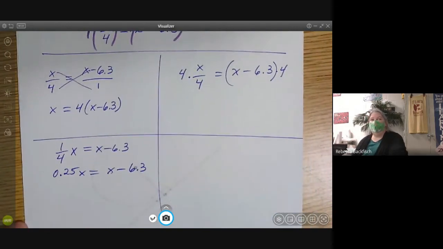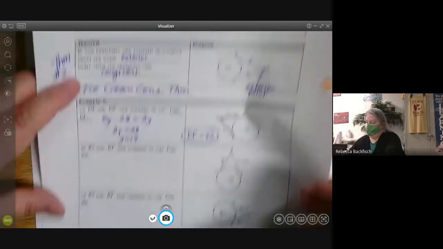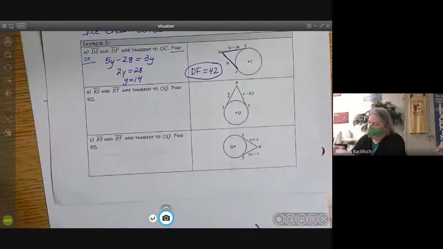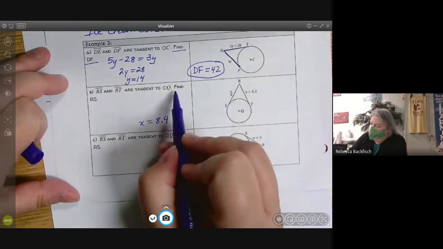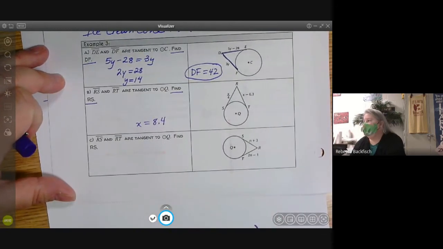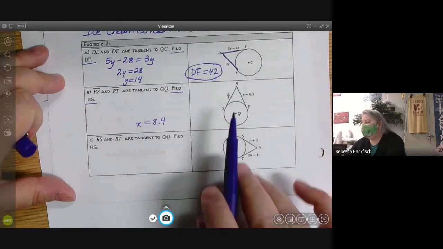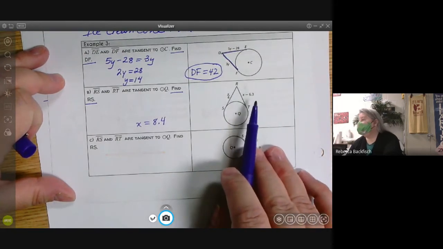Any which way you do it, what are you going to get for x at the end? I agree. 8.4 is what you get for x. Okay, so whichever way you work it out here, you get x equals 8.4. But you have to remember that that's not what you were asked for. You have to go plug it into RS to get your answer. Helpful hint, if it's easier to plug it into RT, remember the whole point here is they're the same. So you could plug it into RT instead.